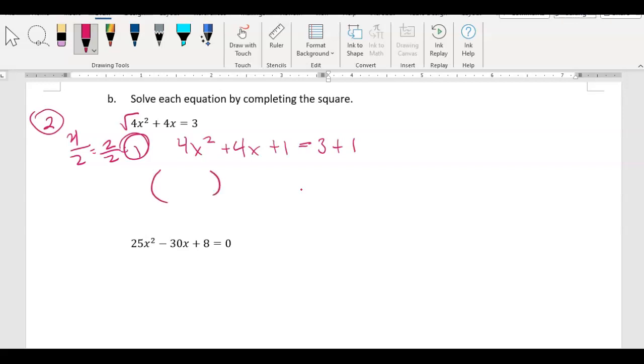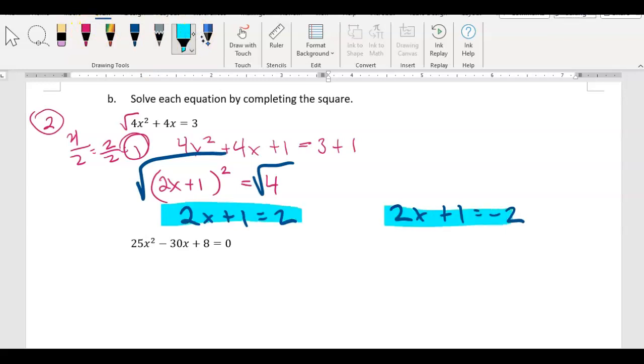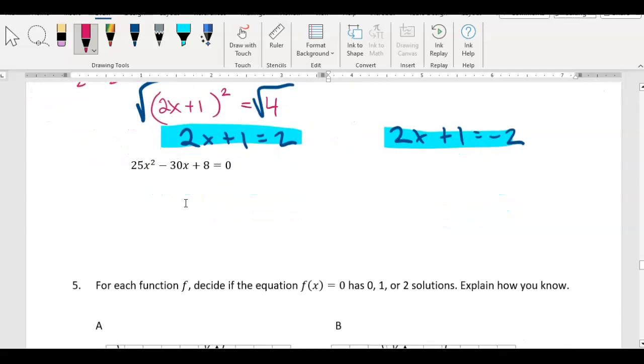So now I'm going to write this as a perfect square. 2x, because 4x squared, the square root of that is 2x. Square root of 1 is 1 squared equals 4. Now I need to take the square root of both sides. We'll get 2x plus 1 equals 2, and 2x plus 1 equals negative 2. I'm going to ask that you continue to solve these and solve for x, please. Let's look at the next one.